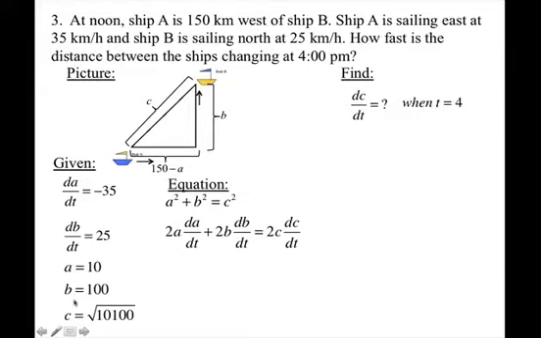And B is going to be 100, since it's going to be 25 every hour. And then to find C, I have to use the Pythagorean theorem. Now I can go ahead and plug in what I have. And I was able to cancel out the 2's. And I'm going to solve for dC/dt.